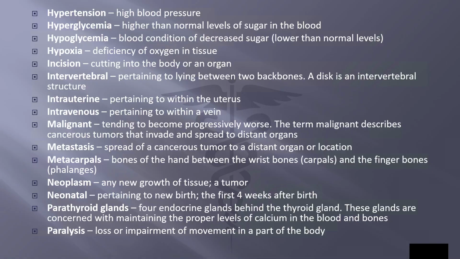Next we have neo, which means new. Neoplasm is any new growth of tissue or a tumor. Neonatal means pertaining to new birth, the first 4 weeks after birth. Neonates who are born prematurely are often cared for in the neonatal intensive care unit. And this is shown in figure 4.10.